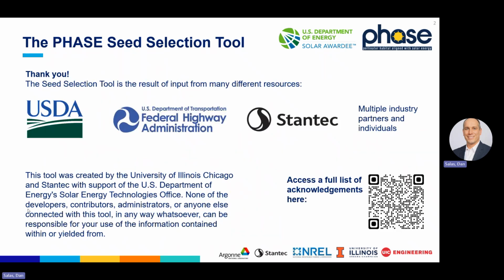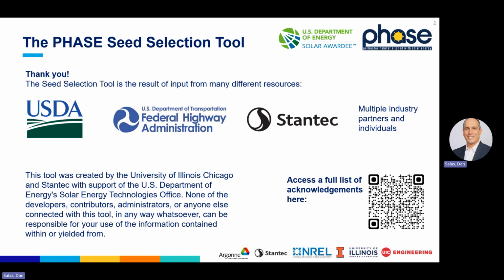Of course, none of this work would have been possible without the support of the funding of the U.S. Department of Energy, that is providing ultimate funding for the development of this tool, as well as other information sources that were used to develop the database that is supporting this tool in the background. That comes from a combination of sources from the USDA plants database, the U.S. Department of Transportation's Federal Highway Administration Ecoregional Vegetation Assessment database.